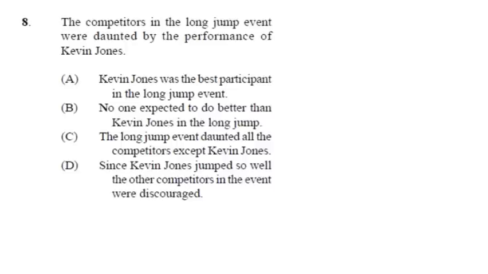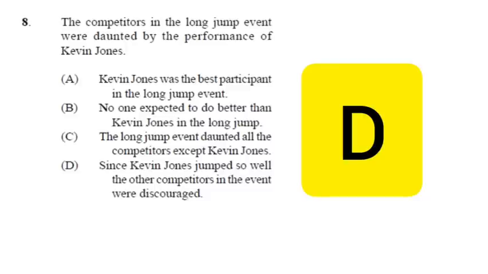B says, no one expected to do better than Kevin Jones in the long jump. Yes, they were trying to do better, however, they were discouraged. D says, since Kevin Jones jumped so well, the other competitors in the event were discouraged. The sentence nearest in meaning is D. This sentence talks about the performance of Kevin Jones as well as how the other competitors felt.